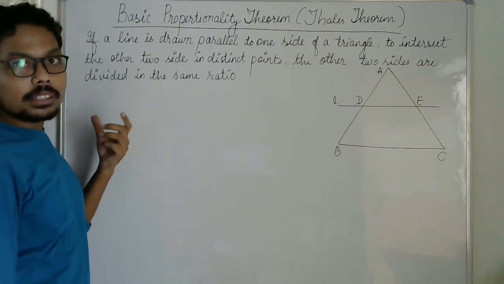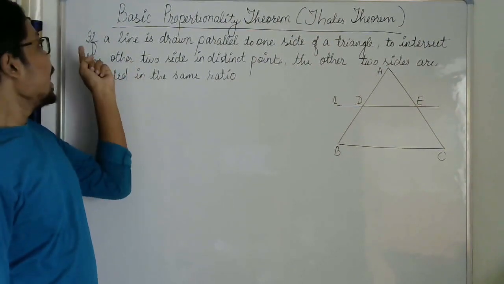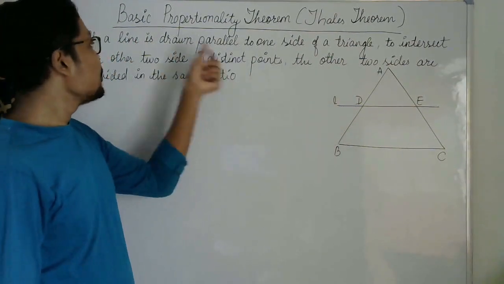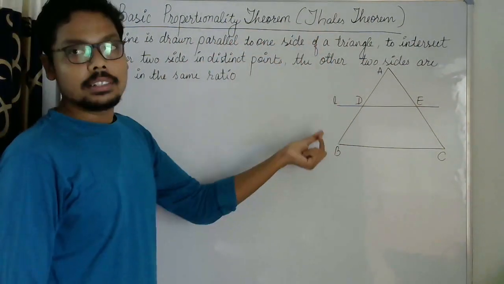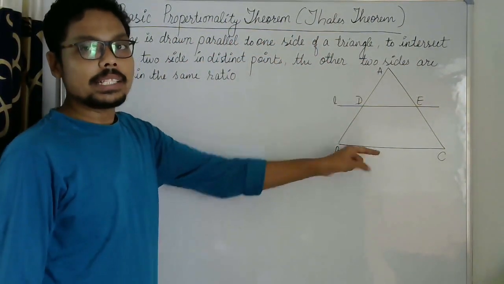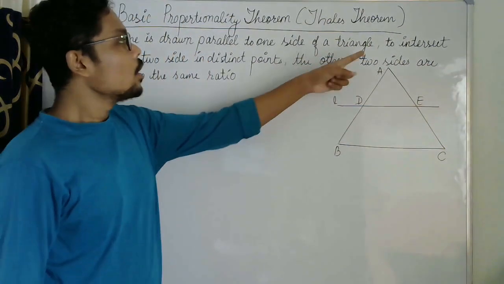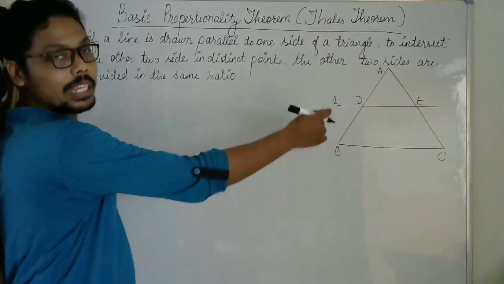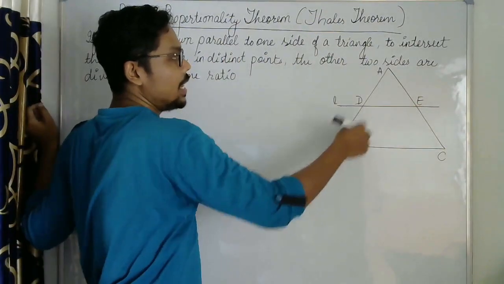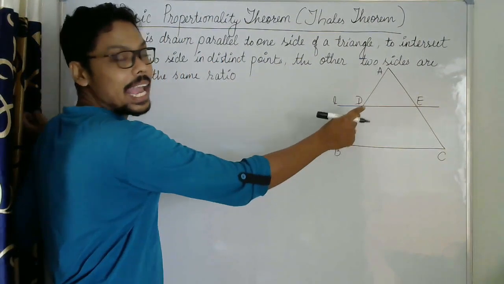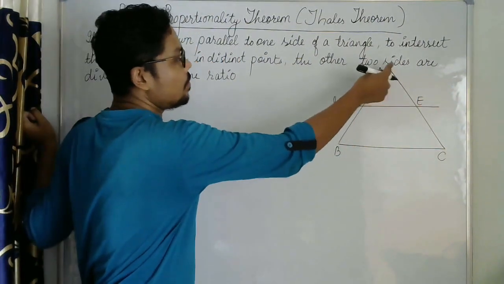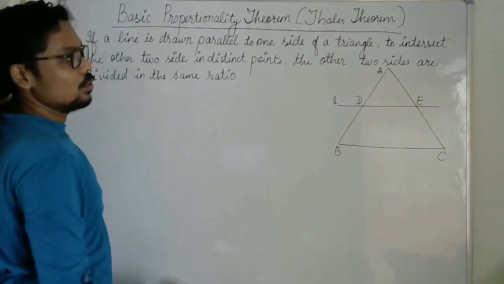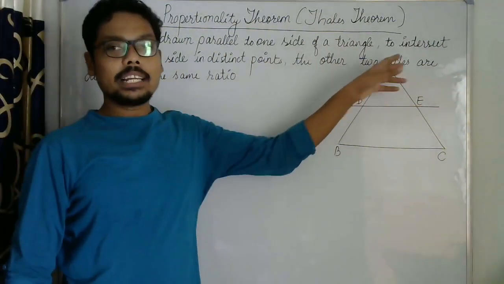So what do you mean by this statement? The statement is saying that if a line is drawn, suppose I'm taking that line as L, parallel to one side of a triangle, it is parallel to BC, to intersect the other two sides in distinct points. So it is intersecting the other two sides, that is AB and AC, at point D and point E. The other two sides are divided in the same ratio. So we have to prove that these two sides are divided in the same ratio.